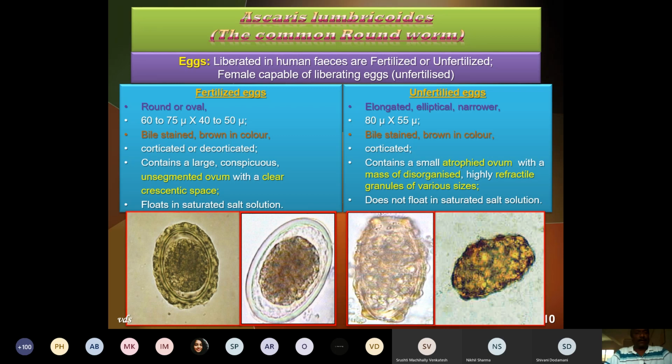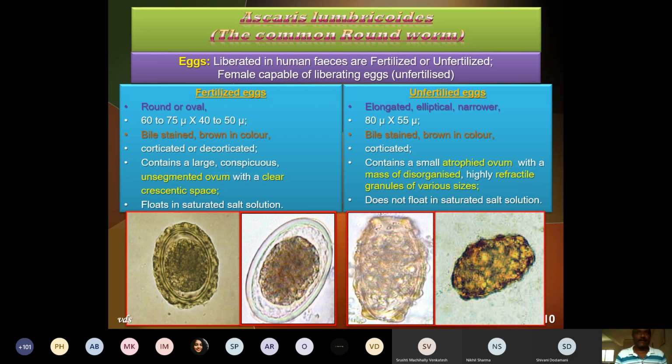Now, this contains a large conspicuous unsegmented ovum with a clear crescentic space. If you observe the ovum inside the fertilized egg, both corticated and decorticated, there is a crescentic space at the two poles inside the eggshell.